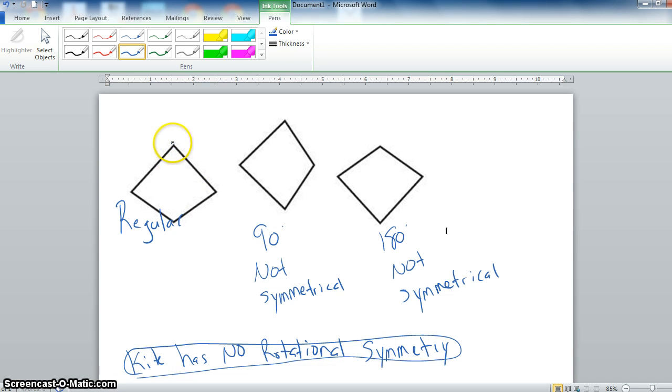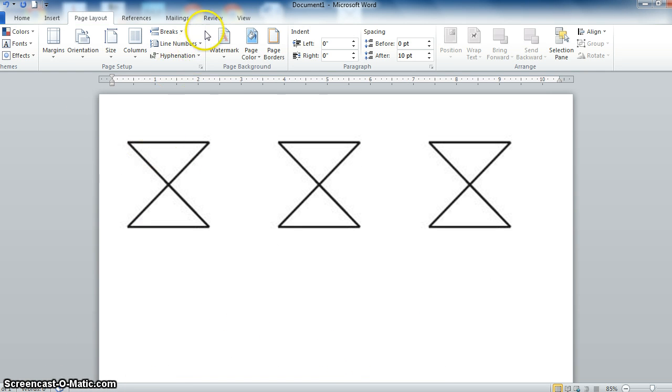But does a kite have symmetry? Yeah, right here. Both sides are the same. So this kite is symmetrical, but it doesn't have rotational symmetry. Sounds like a good test question. If I ask, if an object is symmetrical, does it mean that it has to have rotational symmetry? No.